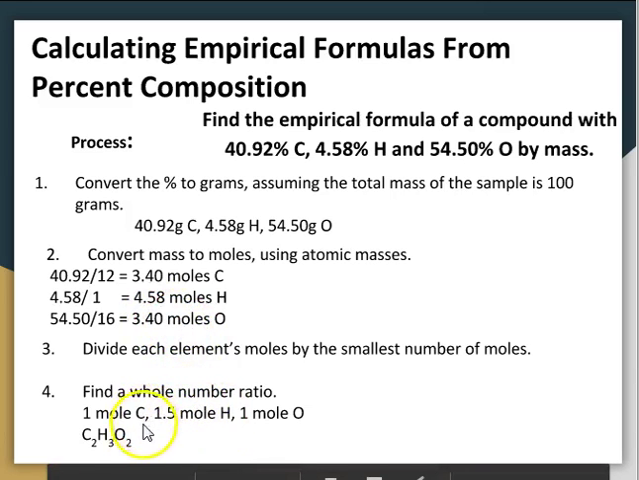Find a whole number ratio. So we have 1 mole of carbon for every 1.5 moles of hydrogen for every 1 mole of oxygen, right? They're in a 1 to 1.5 to 1 ratio. Well, we want to deal with whole numbers, and so let's double them all. So we have 2 to 3 to 2. Okay, so our empirical formula is C2H3O2. To get the molecular formula, we would need the molar mass of our compound, which we're not given.